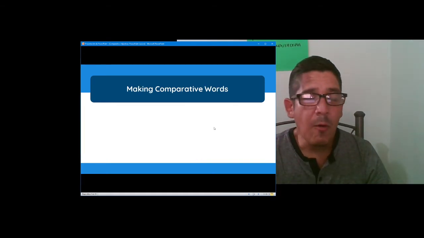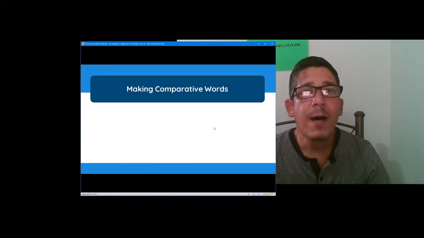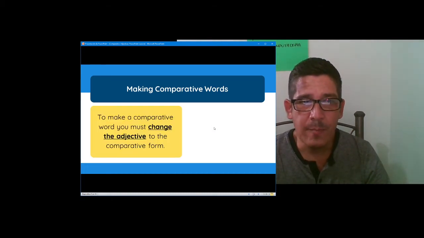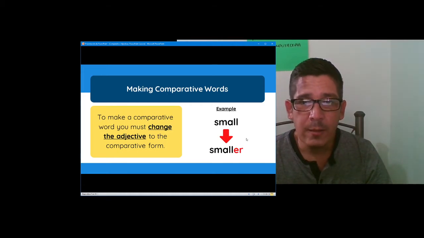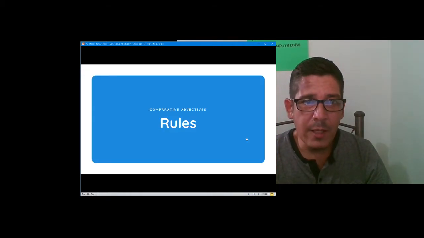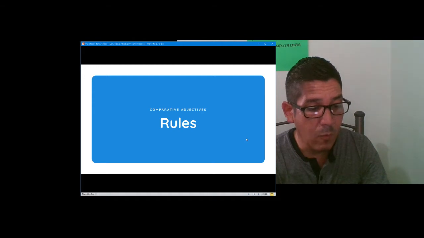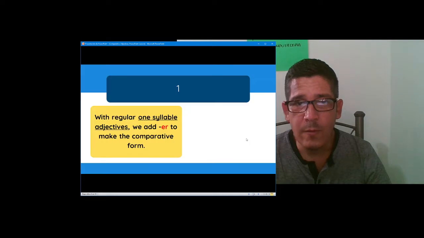But how do you make the comparative words? Well, usually we make the comparative words by adding er to the word. For example, to make a comparative word, you must change the adjective to the comparative form. For example, small, smaller. Okay? But what are the rules that we need to follow in order to make the comparative words? Okay, so comparative adjective rules are the following.